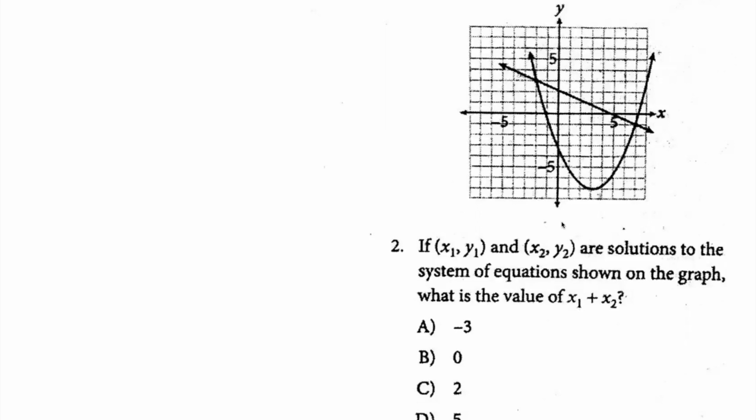In the second question, they say x1, y1 and x2, y2 are solutions of the system of equations. What is the value of x1 plus x2? Look, solutions are the intersection points. One of them is here, another one is here. Can we check the x coordinates of those intersection points? One of them is minus 2. Another one is, here it is, 5, 6, 7. So the sum of the solutions is 5.